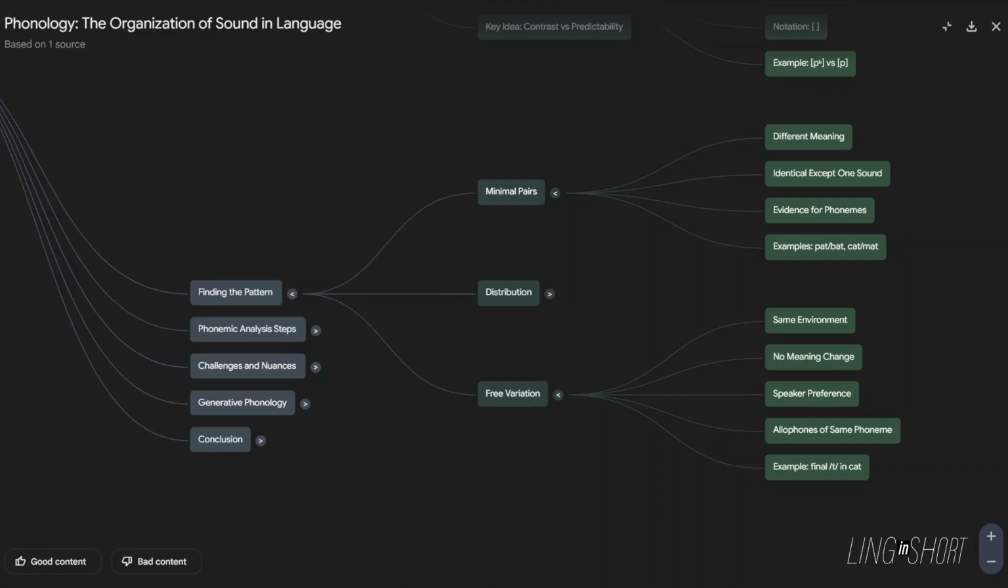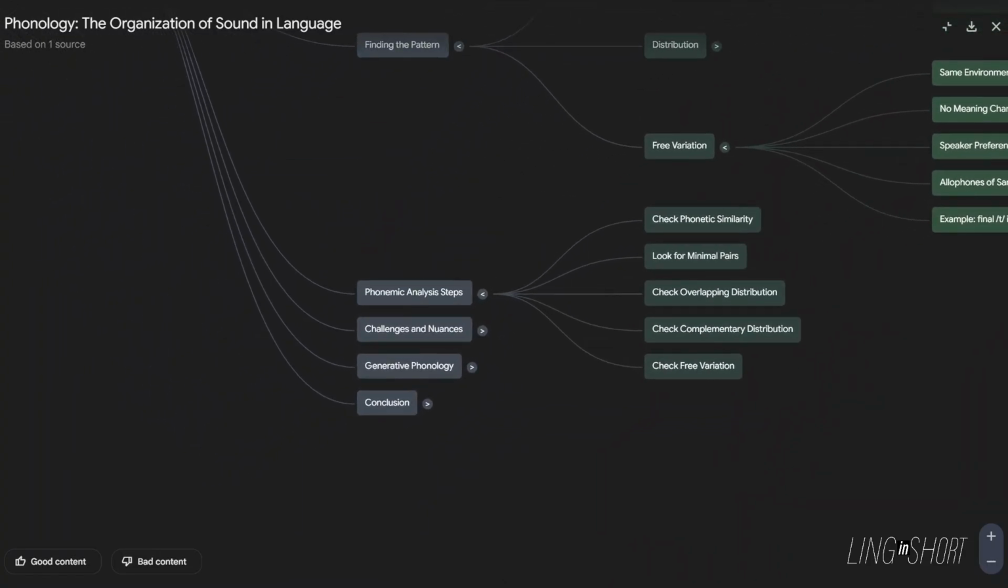Exactly, you've got it. Linguists tend to follow a kind of logical process. First, they usually check if the sounds are even phonetically similar. I mean, are they plausibly related? Like different kinds of P sounds versus, I don't know, a sh sound. They need to be somewhat alike. Right, like different types of the same building material, not wood versus concrete, maybe? Good analogy, yeah. Then, second, they hunt for those minimal pairs, the slam dunk evidence. Third, check for overlapping distribution. Fourth, examine complementary distribution for sounds that seem related but don't overlap. And fifth, consider if free variation is maybe what's going on.